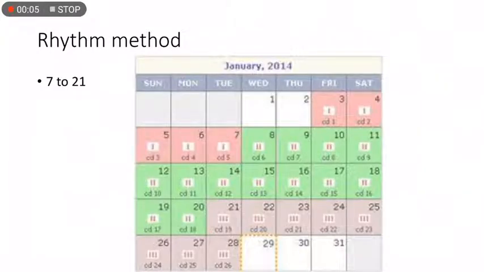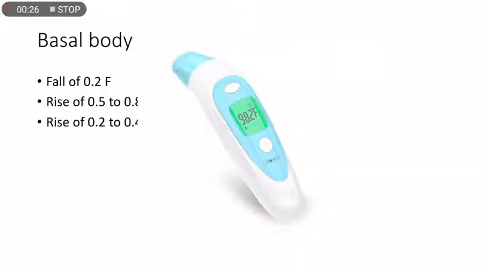Well, moving on to the rhythm method. Rhythm method indicates the duration where the female is fertile. So 7 to 21 days she will be fertile. The rest of the days she will be infertile. It is not a hard and fast rule, but it could be reliable to some extent.